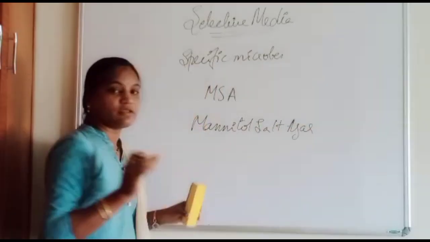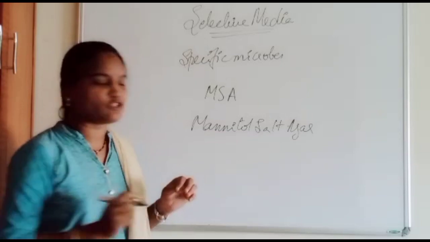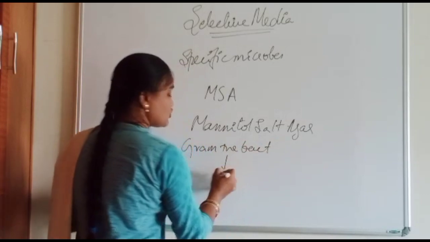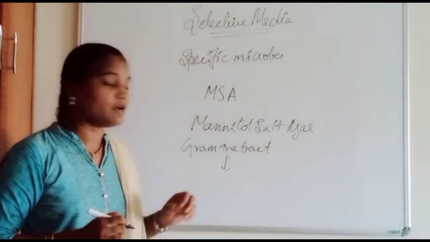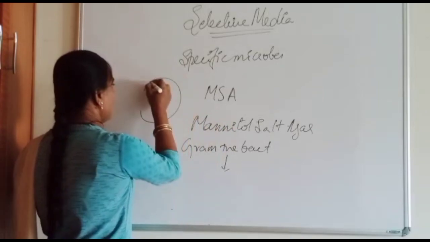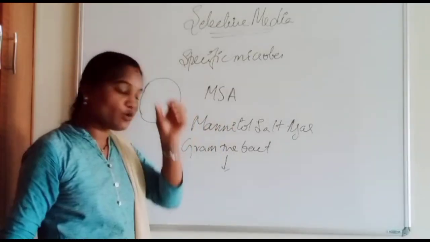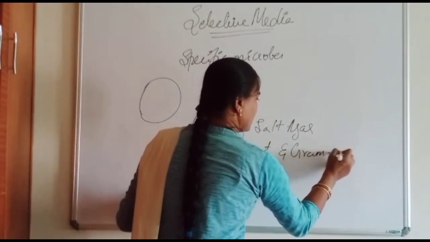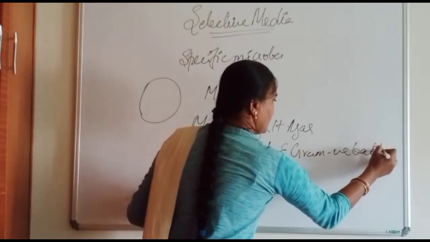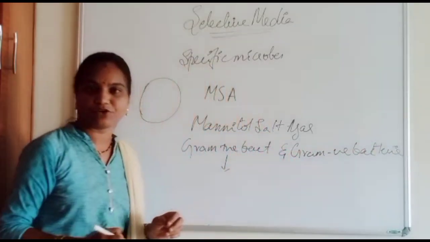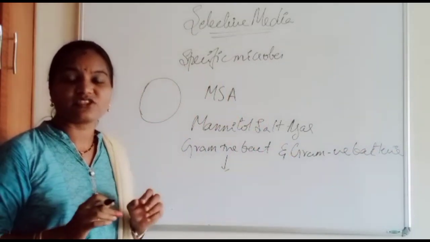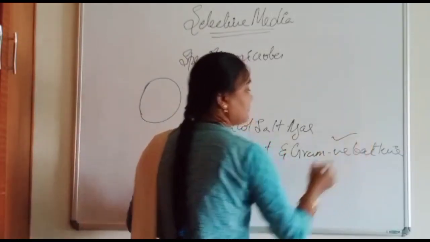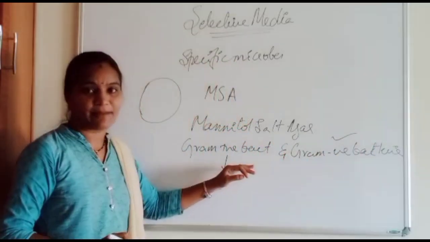Now assume this is your Petri plate, and in this Petri plate you are culturing gram-positive and gram-negative bacteria. Here your aim is to select and isolate the growth of only gram-negative bacteria. So you don't need gram-positive bacteria.